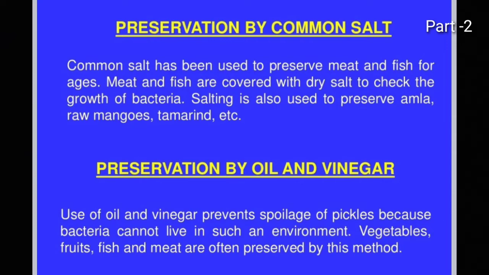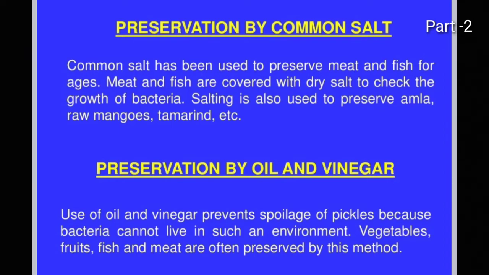Next is preservation by oil and vinegar. Vinegar is acetic acid. Use of oil and vinegar prevents the spoilage of pickles because bacteria will not be able to act in such an acidic environment, because acetic acid acts as an acid. Vegetables, fruits, fish and meat are often preserved by this kind of method. The oil and vinegar is applied on them.